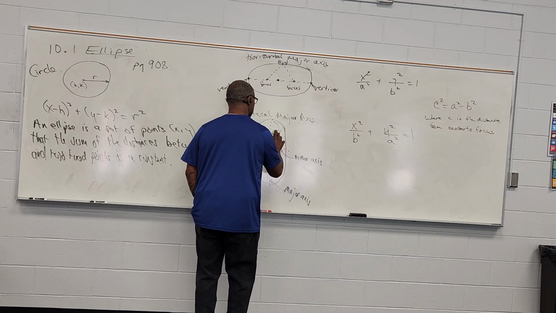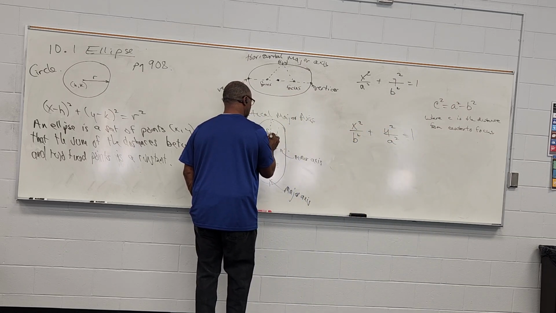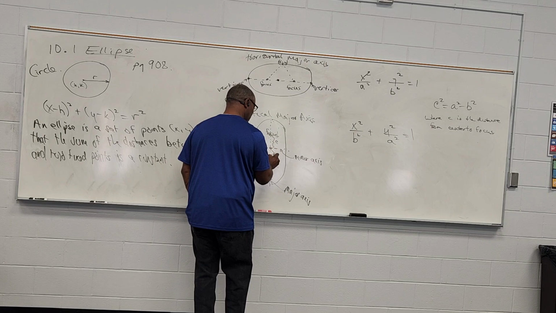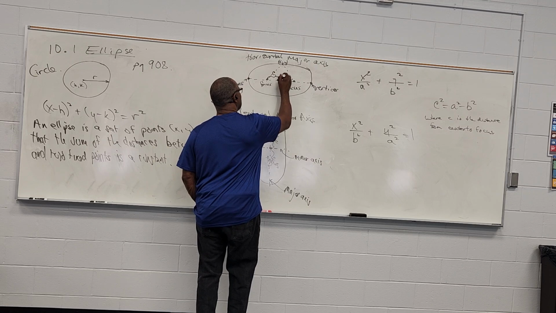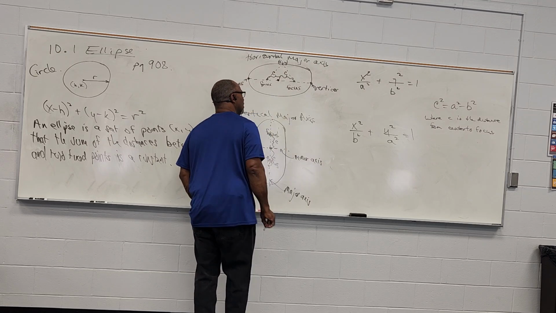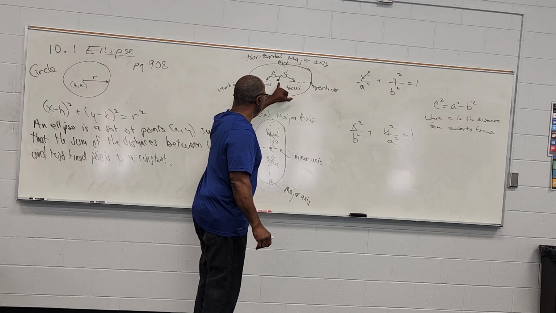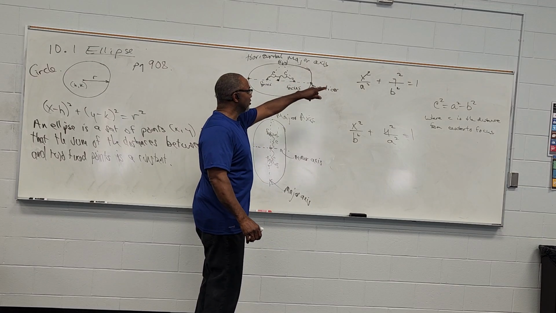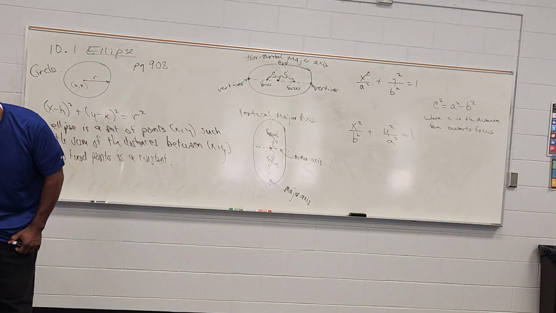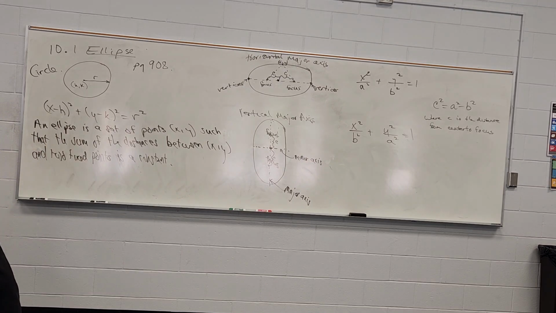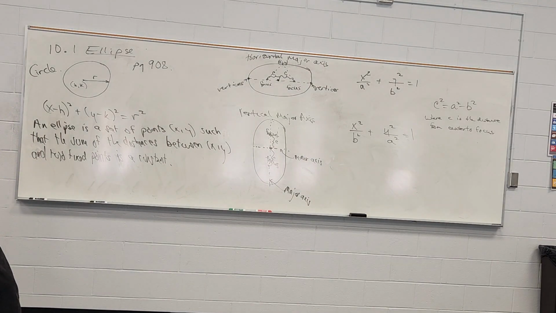So, if my focus was right here and right there, this distance right here would be C. Or this distance right here would be C. Again, from here to here, C, or from here to here would be C. C is the distance from the center to the focus. That's C. And for both of those cases, C squared is going to be equal to a squared minus b squared. Okay? C squared would be a squared minus b squared.